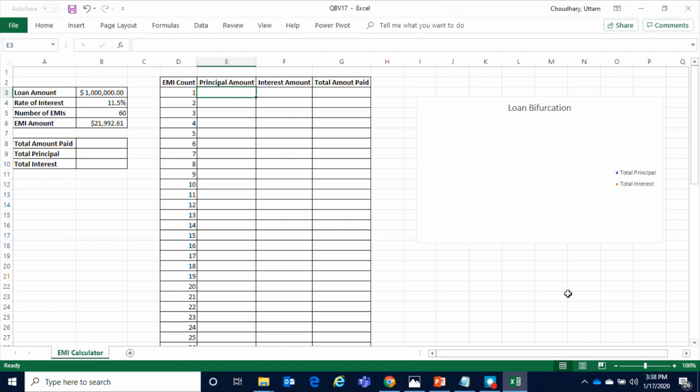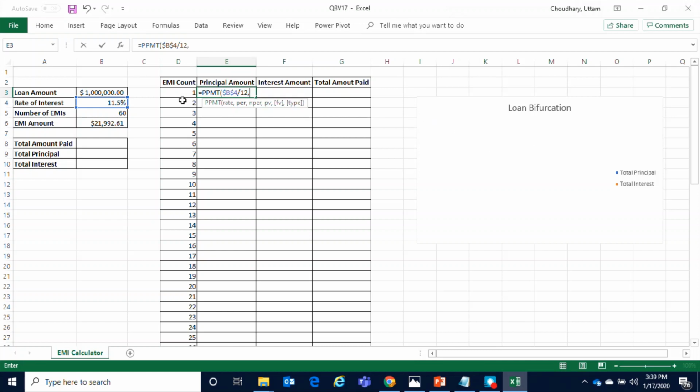To identify what is my principal in the first EMI, I would use the formula PPMT. Now, here it is asking for the rate of interest. So I would take the rate of interest from in here, but since I want this cell to remain static, I would freeze it with a dollar sign by pressing F4 and divide this by 12 because I want monthly rate of interest. This is a yearly rate of interest.